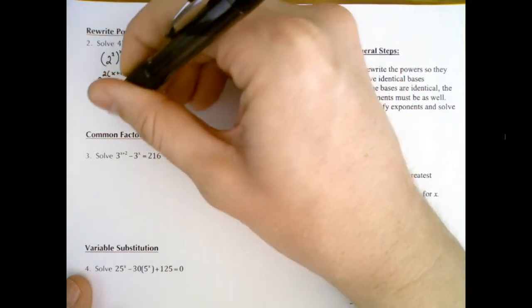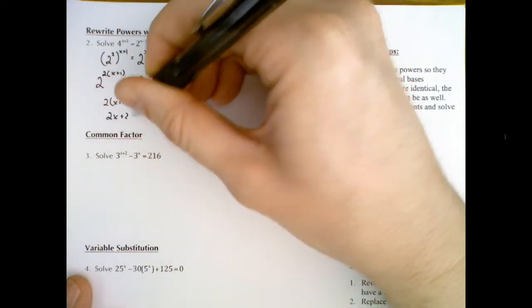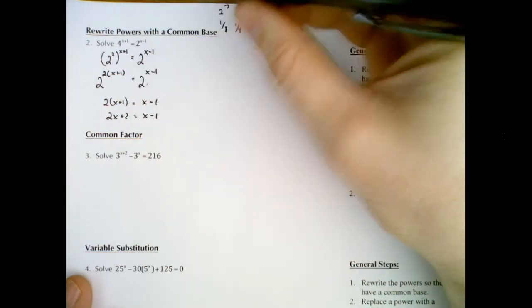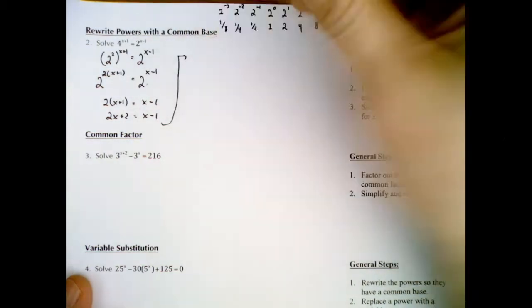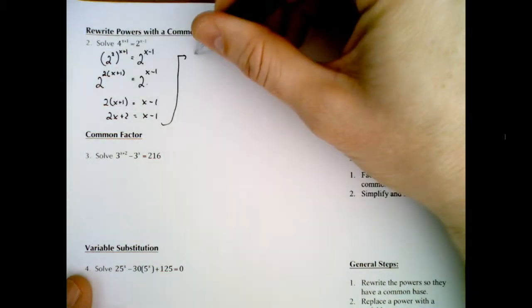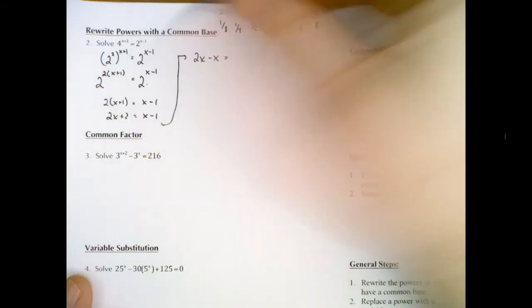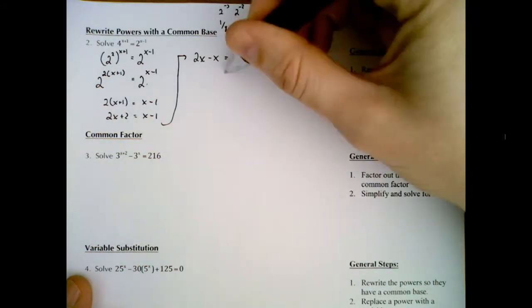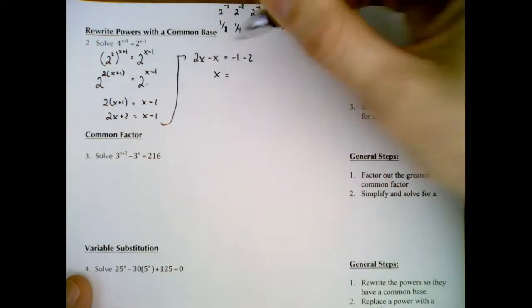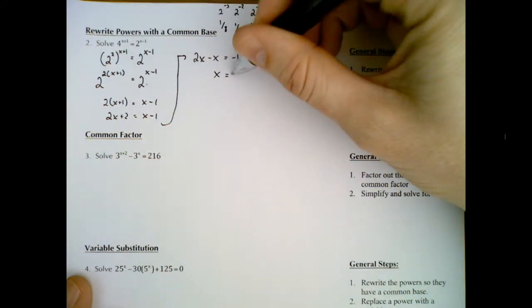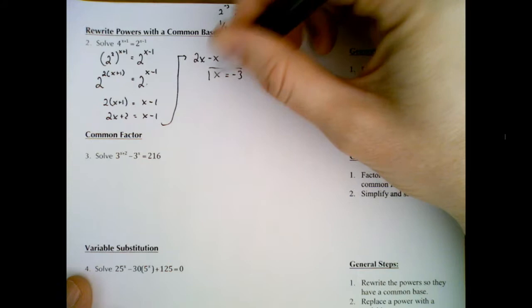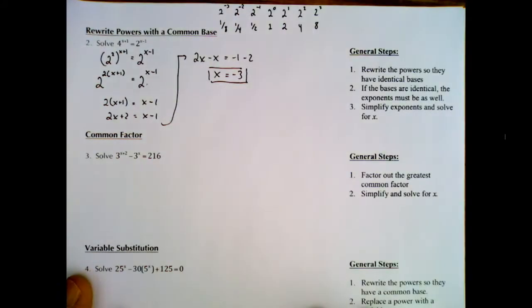So distribute, we get 2x plus 2, equals x minus 1. If I collect my x's on one side, I end up with 2x minus x. And if I move the 2 to the other side, I get minus 2. 2x minus x is x. Negative 1 and negative 2 is negative 3. The answer is negative 3.